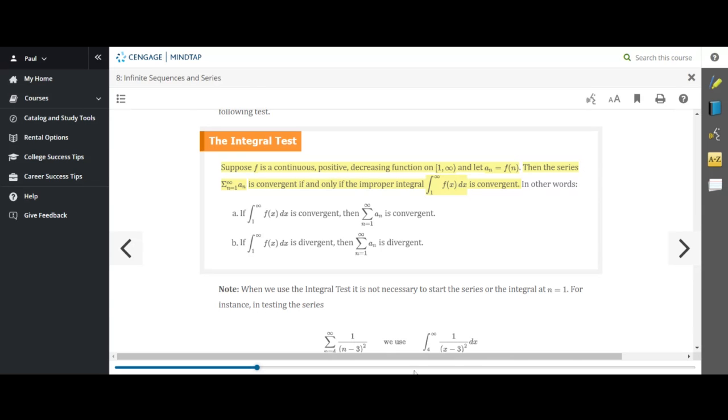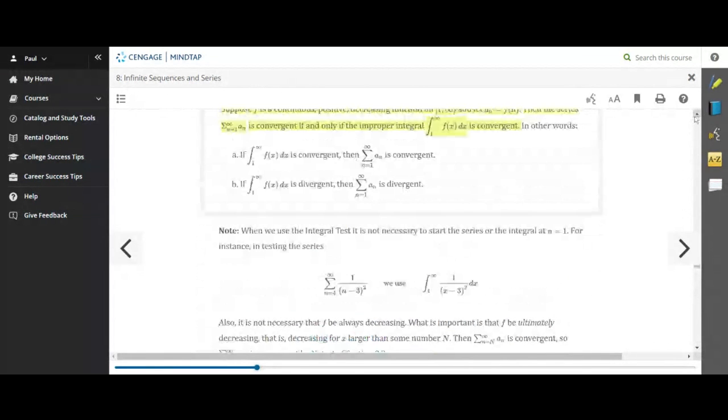Now, there are some results here that are important. By the way, the integral test says that you don't need to start the series or integral at n equals 1. If, for instance, you were to test the series n equals 4 to infinity of 1 over (n minus 3) cubed, for convergence or divergence, well, you could see if the improper integral from 4 to infinity of 1 over (x minus 3) squared dx converges or diverges. Okay, so it doesn't matter.